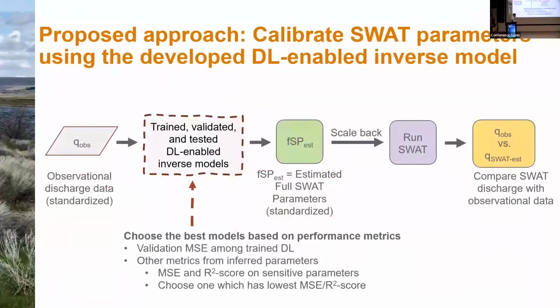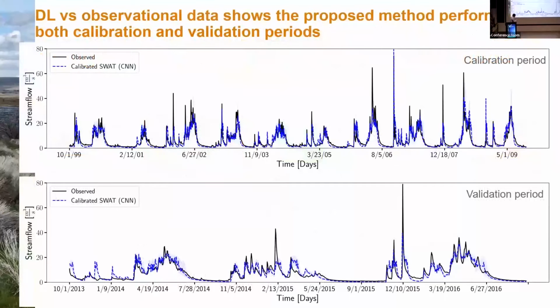So once we have trained these models, we test and validate them. Now what do we do? We have this trained model, we ingest the observational data and estimate the SWAT watershed model parameters, and run the watershed model on these AI-estimated parameters and compare with the discharge. We also assess the model performance using various metrics such as mean square error, R2 score, and various other performance metrics. So summarizing, okay, everything is good.